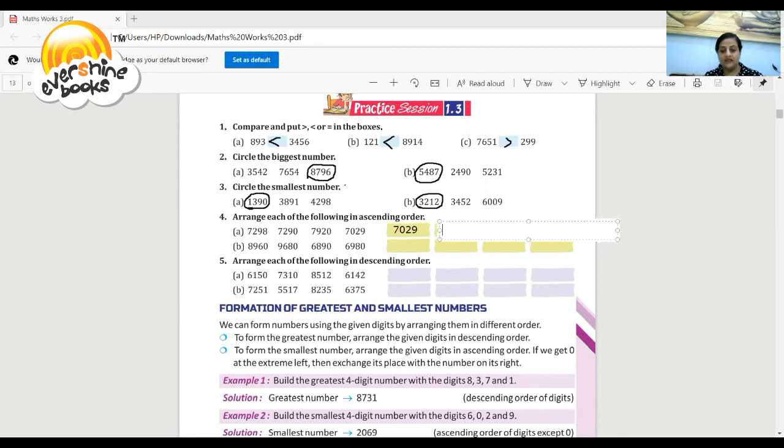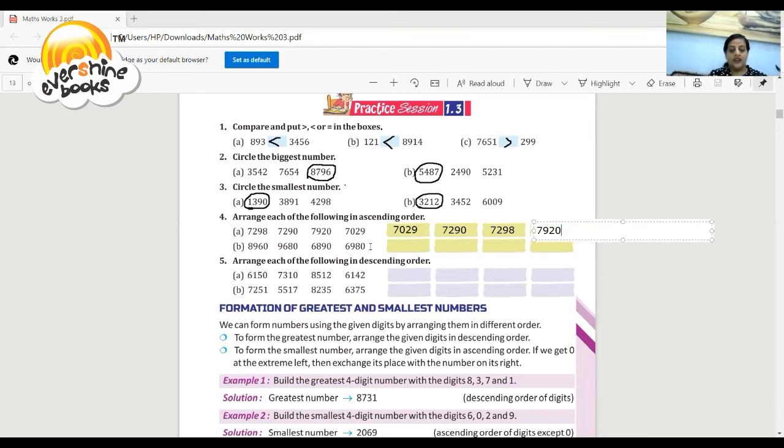So we will write 7290. Next number will be 7298 in ascending order. And what is the biggest number? That is 7920. This is the biggest number of all, and it is going to be placed at the last block.